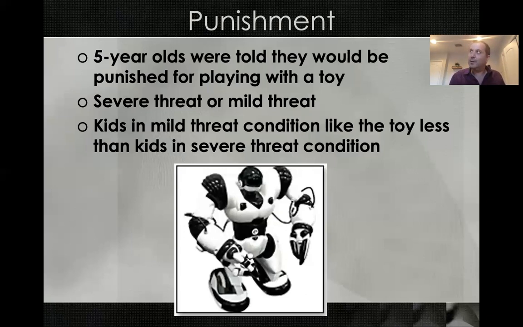And they start thinking, well, actually, I never wanted to play with the toy at all. I don't really want to play with the toy at all. That's why I didn't play with it, right? I didn't play with it because I never wanted to play with it. So the toy became less attractive to the kids in the mild threat condition because they convinced themselves they never wanted to play with it anyway.